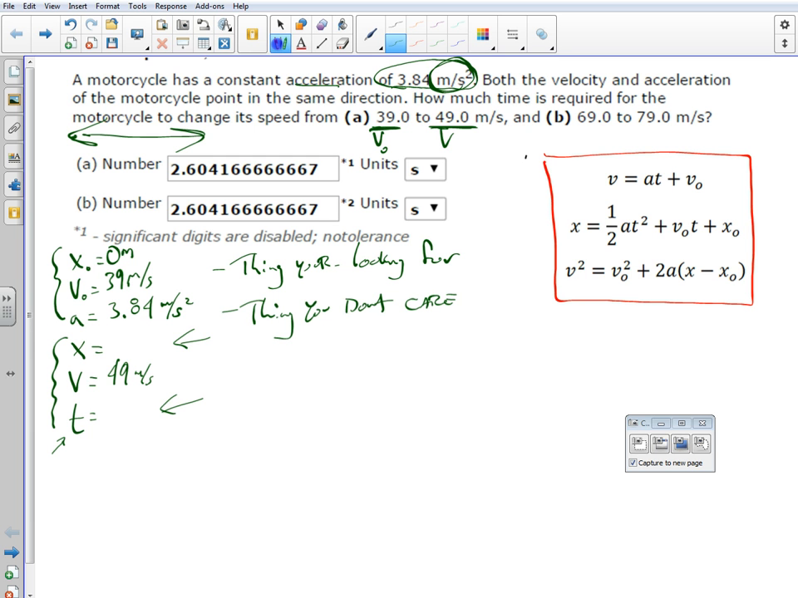So which one is which? If you read the problem carefully, what are they asking for? They're asking for how much time. So this is our target. This right here, let me get an arrow.